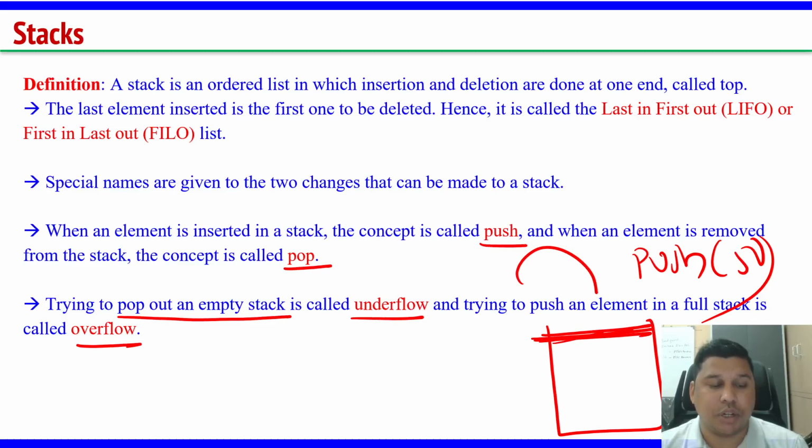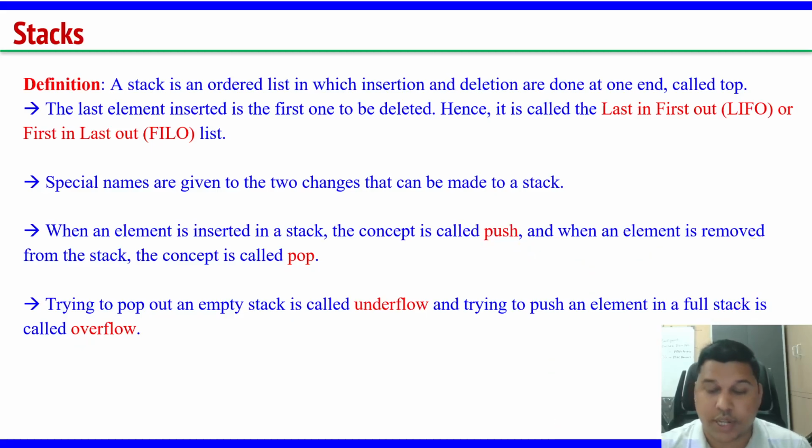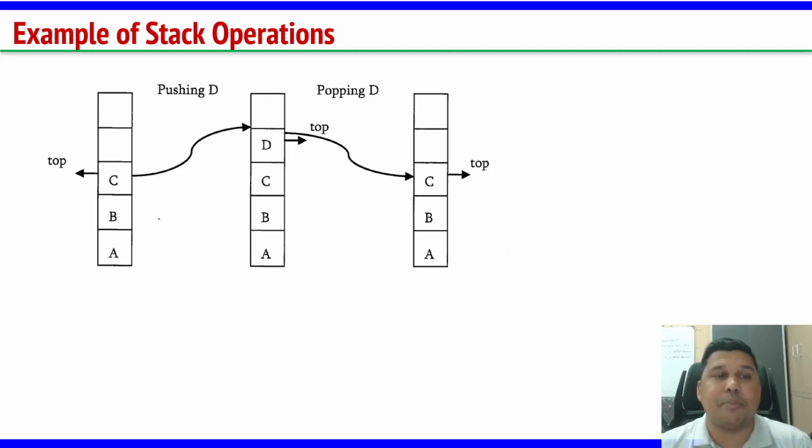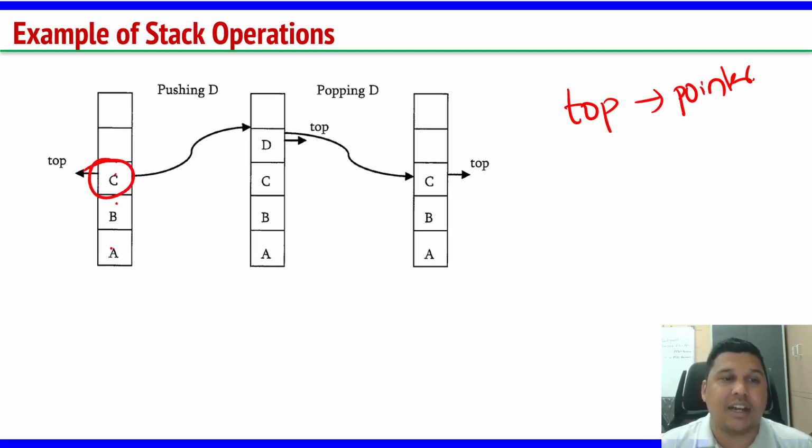So this is about stacks. This is the example you see. It is a data structure where I am inserting A, B, C. What is top? Top is a pointer which will always point to the topmost element. Top will be pointing to the element which was inserted most recently.